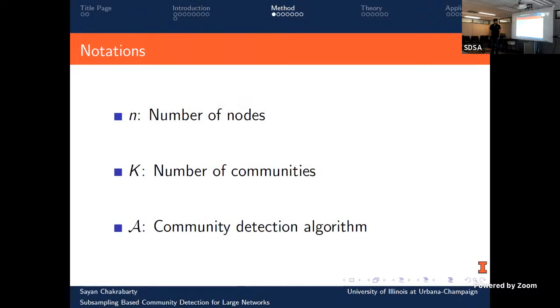So this is the broad notation I'll follow. N is the number of nodes, K is the number of communities. For now, we'll assume that it's known. And script A is the community detection algorithm of choice. It could be anything.